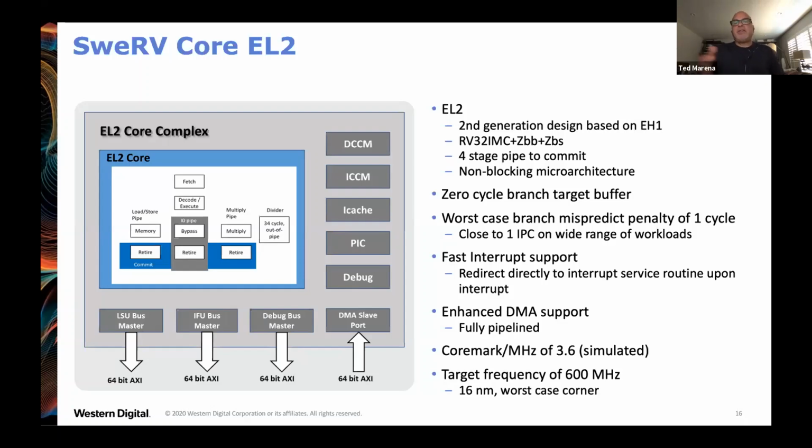So RISC-V has a number of extensions. For those of you who are not familiar, you see this IMC. The Swerve cores have integer, multiply, divide, and compressed instructions. So those are the extensions that we support, and these commands here are part of the bit manipulation extension. So that's the answer, Peter, for that.